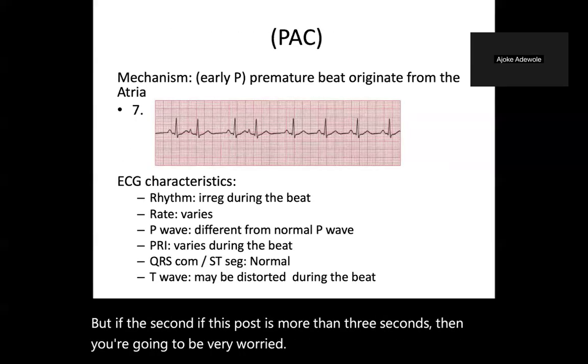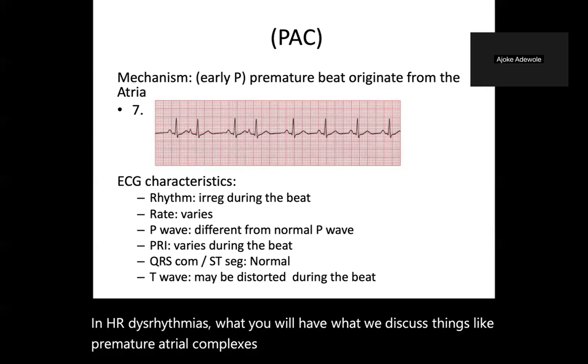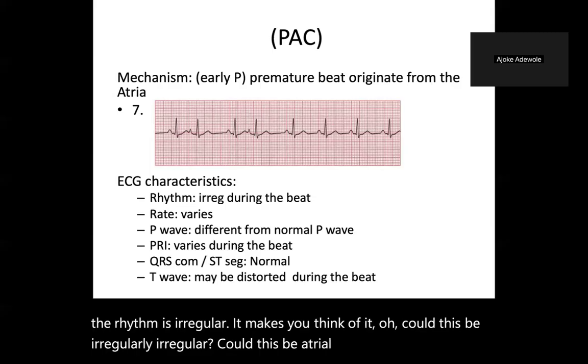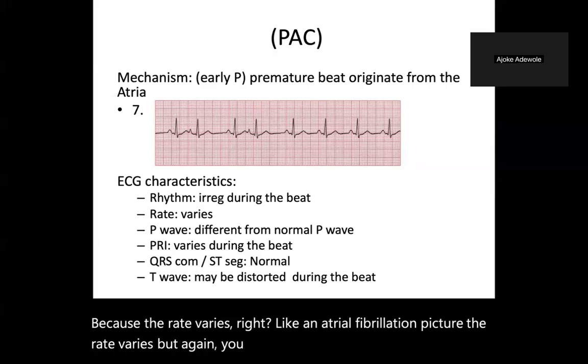In atrial dysrhythmias, we discussed things like premature atrial complexes. Now, in premature atrial complexes, the rhythm is irregular. It makes you think of, oh, could this be irregularly irregular? Could this be atrial fibrillation? However, because the rate varies, like an atrial fibrillation picture, the rate varies. But again, you have good, clear P waves.